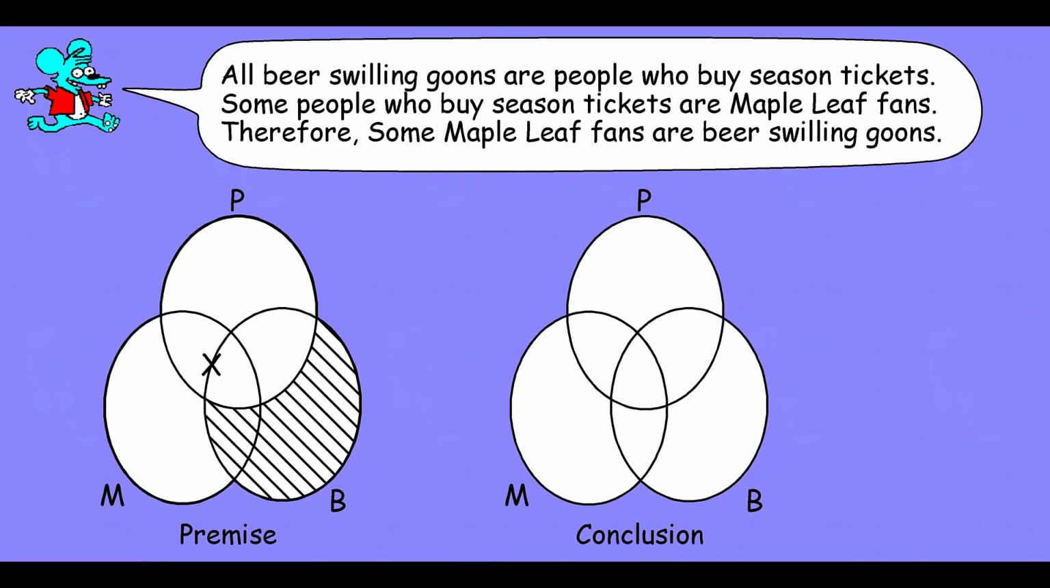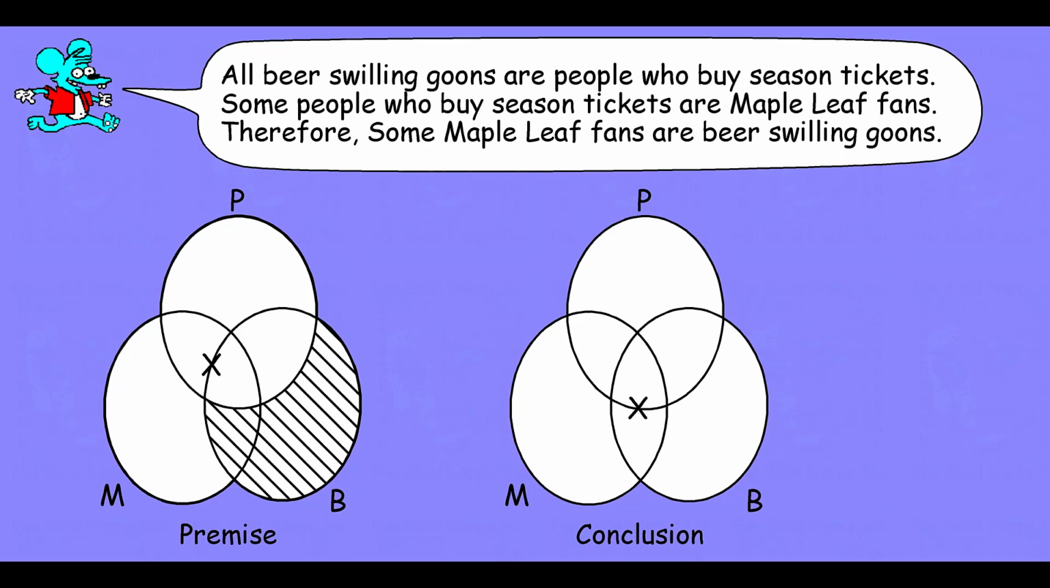Then I turn to my conclusion diagram. My conclusion says there's at least one thing. It is a Maple Leaf fan and it is a beer swilling goon. So there's going to be an X. It's going to go in the intersection between Maple Leaf fans and beer swilling goons. But again, I have two areas there. I could have just Maple Leaf fans and beer swilling goons without being a person who buys a season ticket, or I could have all three. Since my conclusion doesn't discriminate between those two cases, I put my X on the line like that.